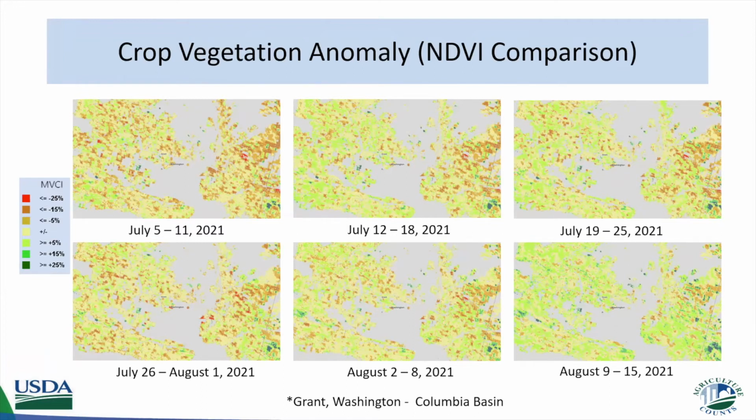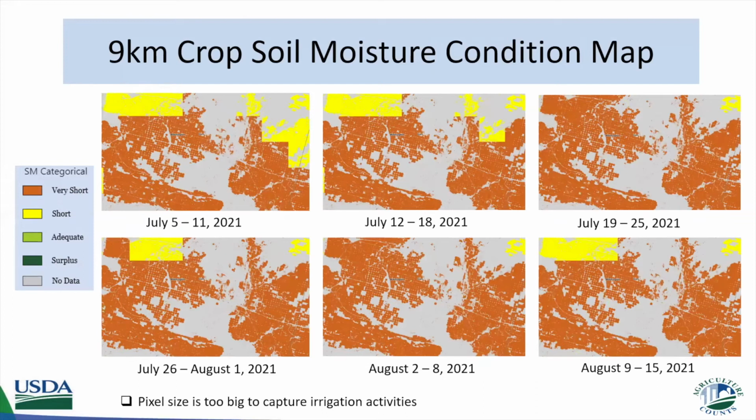This slide is showing you the corresponding area, but this is the 9 kilometer data. The 9 kilometer data does not capture the irrigation activity or local area raining or something like that. So definitely the resolution has a bigger issue here. For the field level response, this is not good.